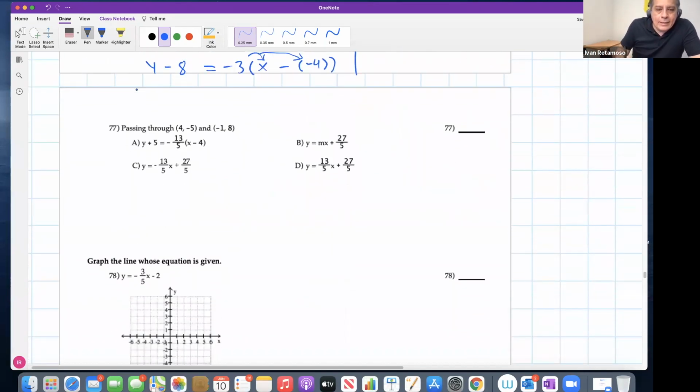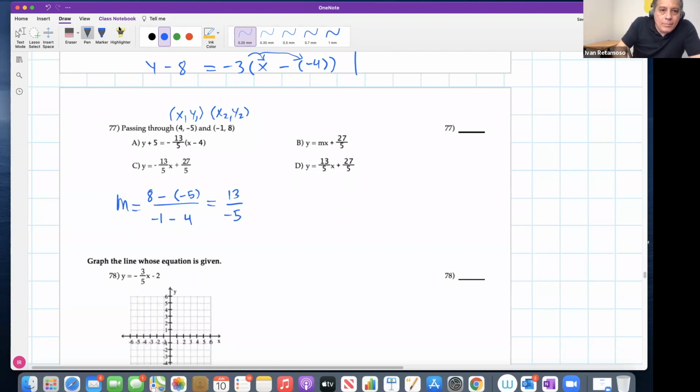This is for the case when they give you 2 points and they ask you for the slope, and not just that, they ask you for the equation of the line. So compute the slope first as y2 minus y1 over x2 minus x1. This is positive 5 plus 8 is 13. This is negative 5, so the slope is negative 13 over 5.